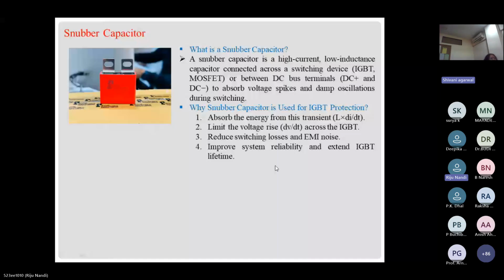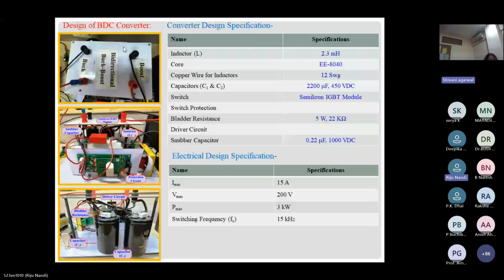Okay, now you can see the whole design part. This is the bidirectional buck boost. So this is a boosting part, this is a buck part.